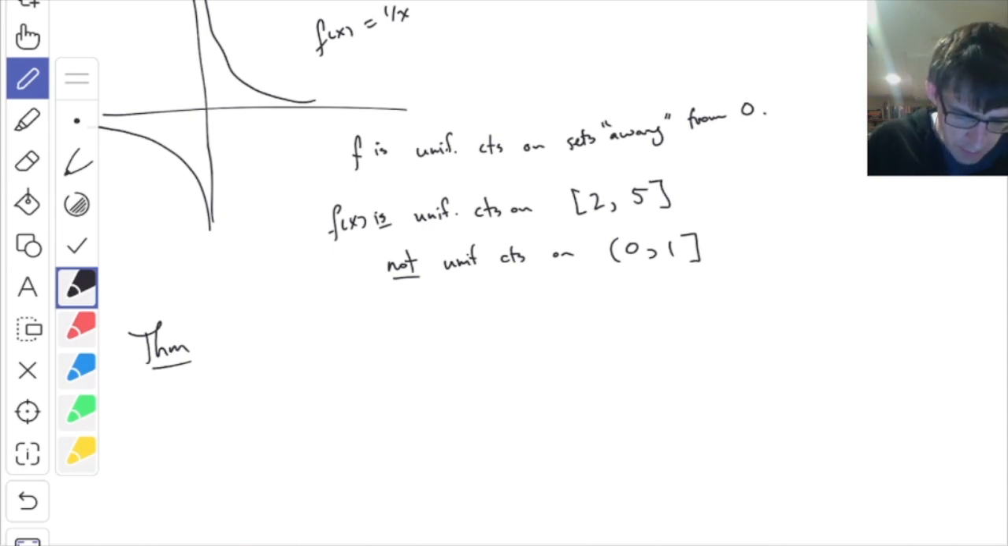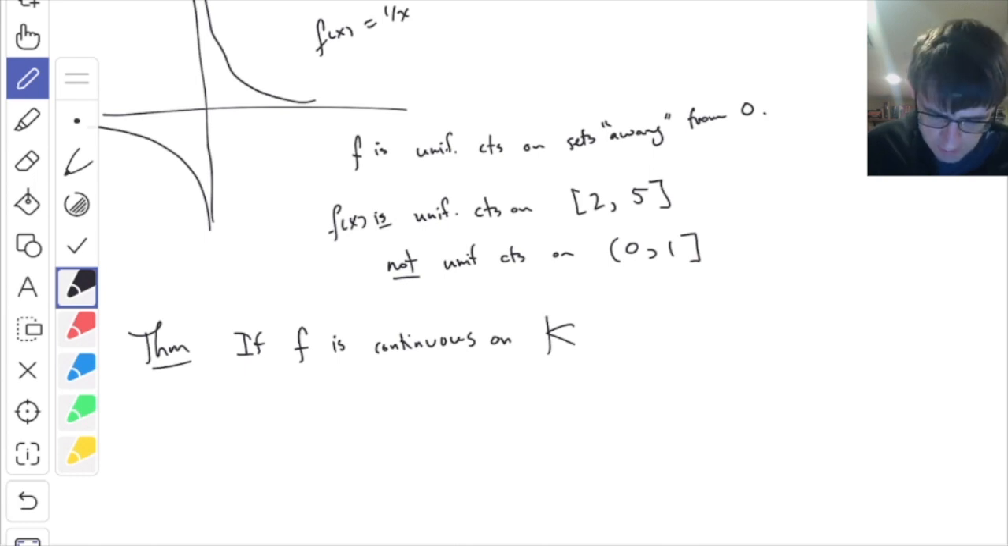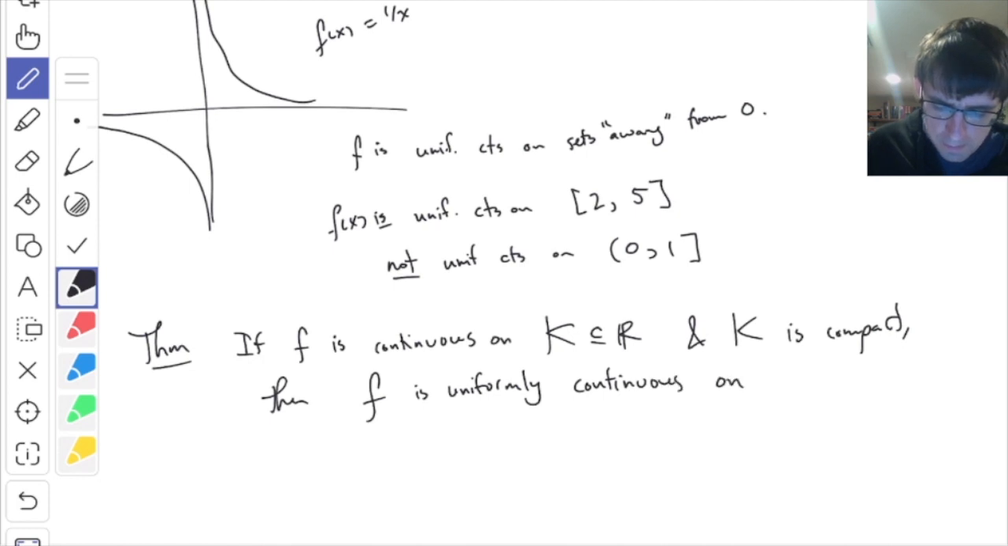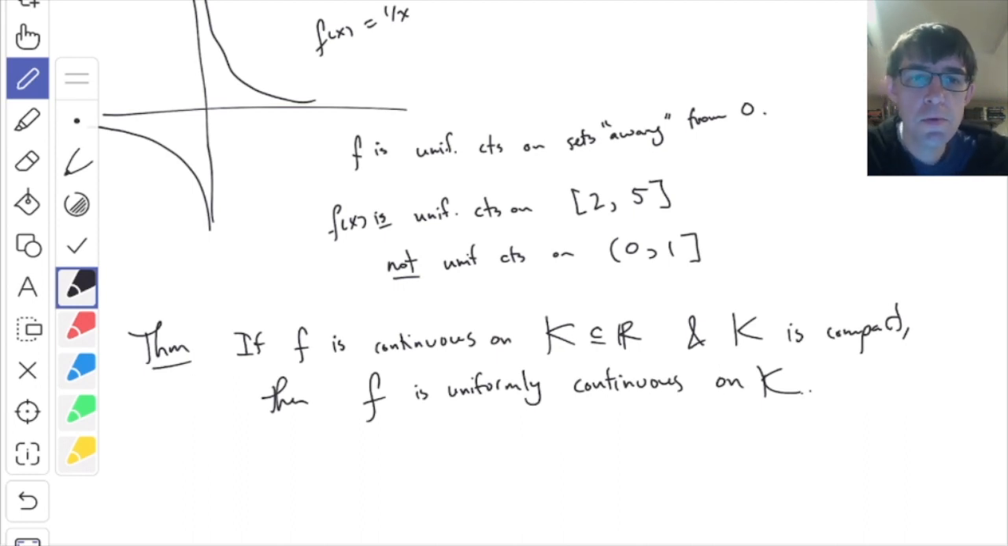So here's the theorem. If f is continuous on K, that is, K is a set, and K is compact, then f is continuous. Sorry, f is uniformly continuous. That's the point of this. On K. All right. So this is one way to tell if it's going to be uniformly continuous.